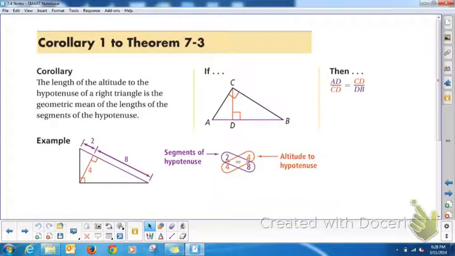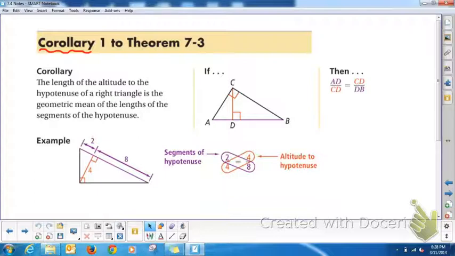The corollary, remember corollary means something you can easily prove. It's like the attachment to it. The first corollary that we have to Theorem 7.3: the length of the altitude to the hypotenuse of a right triangle is the geometric mean of the lengths of the segments of the hypotenuse. So, in this example, you definitely want to use colors, you definitely want to draw these pictures.